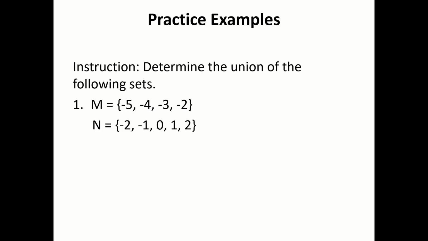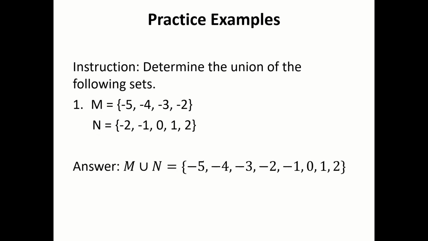Now let's try to determine the union of the following sets. So we have here set M and set N. So M union N is equal, don't forget, equal to, in the braces, you start from -5, -4, -3, then -2. But no need to write -2 again because you've already written it here. -1, 0, 1, and 2.